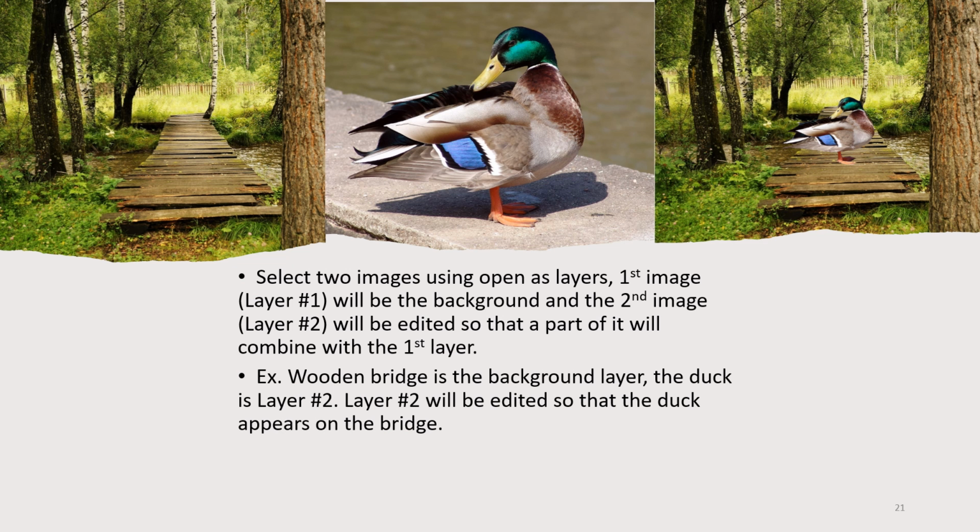Select two images using Open as Layers. The first image, layer number 1, will be the background, and the second image, layer number 2, will be edited so that part of it will be combined with the first layer. Example: a wooden bridge is the background layer, and the duck is layer number 2. Layer number 2 will be edited so that the duck appears on the bridge.